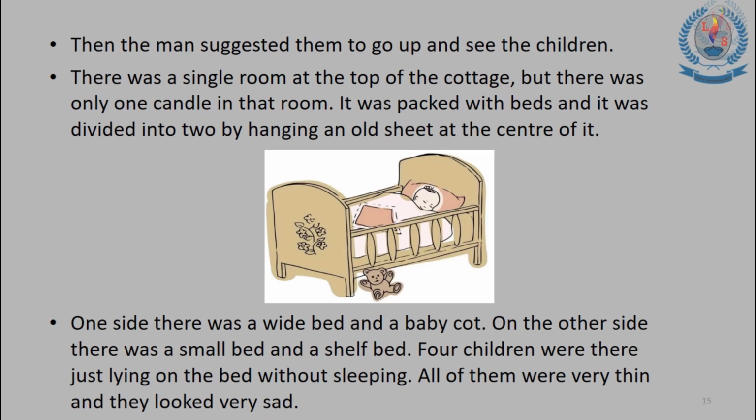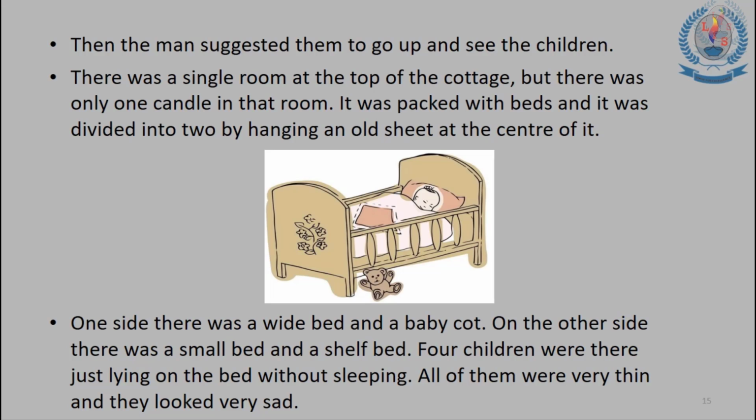Then the man suggests they go up and see the children, what they were doing and so on. So they went up to see them. There was a single room at the top of the cottage, but there was only one candle in that room. That means a dimly lit room. It was packed with beds and it was divided into two halves by hanging an old sheet at the center.